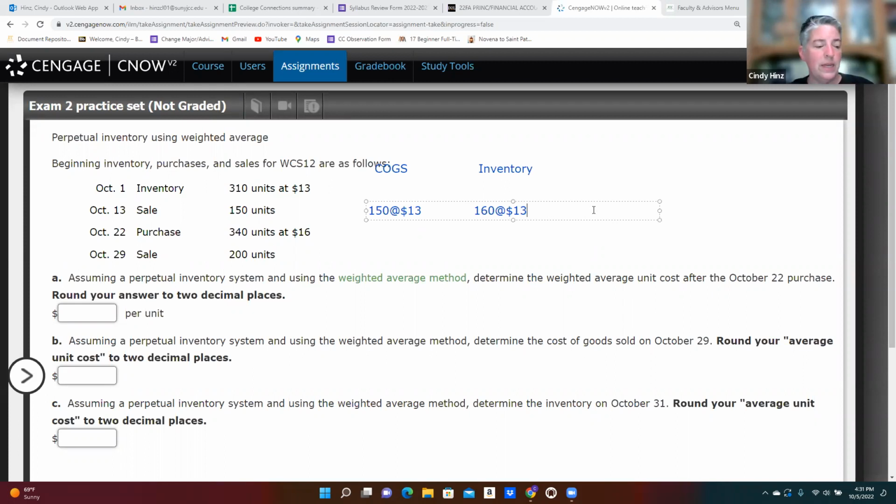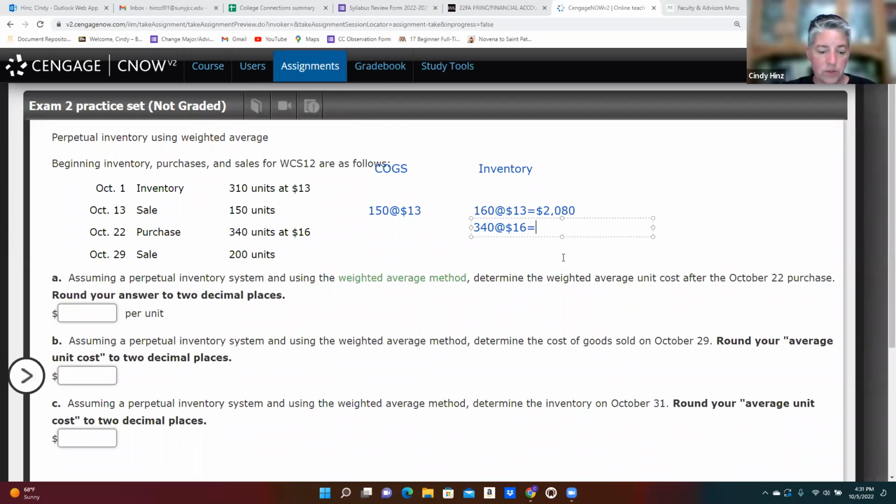And because we're going to need it here, I'm just going to go ahead and do the extension on that while I'm here. 160 times 13 is $2,080. On the 22nd, then we make another purchase. That's 340 units at $16. And I need to do the extension on that to find out our total.